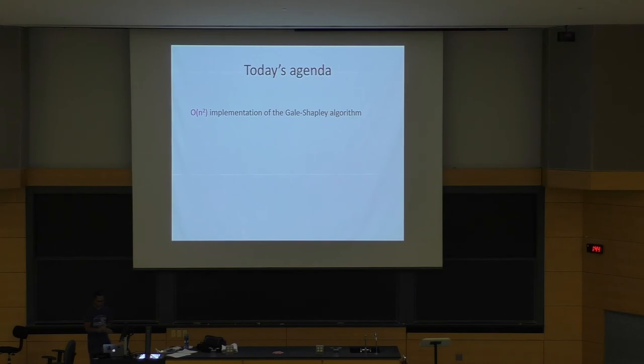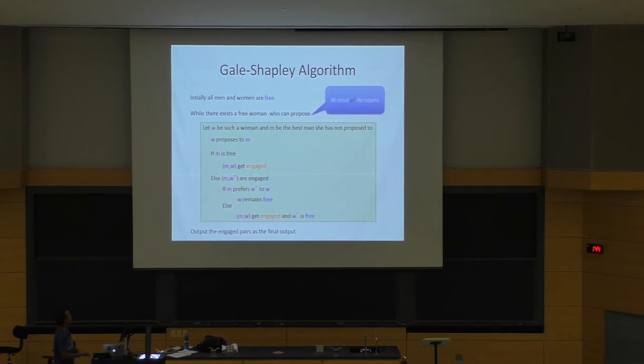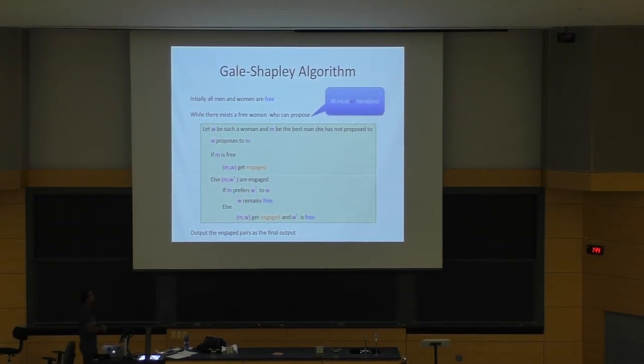So we're going to start off today talking about an O of n squared time implementation of the Gale-Shapley algorithm, and among other things, we're going to do more analysis with runtime. When I made this slide first, I never thought Usain Bolt would be retired and I'm still teaching this course, but that is the case. And so we already have made progress on the runtime analysis of the Gale-Shapley algorithm, because we've argued that there are at most n squared iterations.